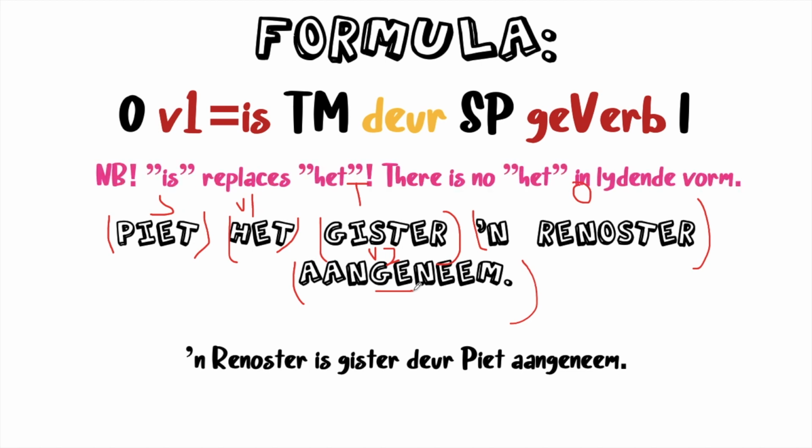So the thing that is really important to know is that is replaces the het. There is no het in Lydende Vorm. And that is something you struggle with. Sometimes kids still keep the het in your sentence. Remember, there is no het in Lydende Vorm. Is replaces it. And is the only verb one that indicates past tense in Lydende Vorm. Okay, nothing else, just is.